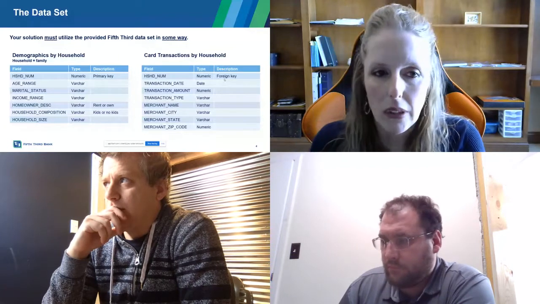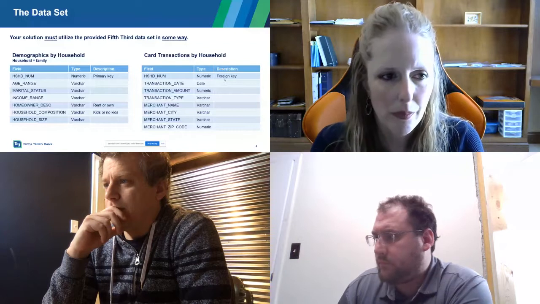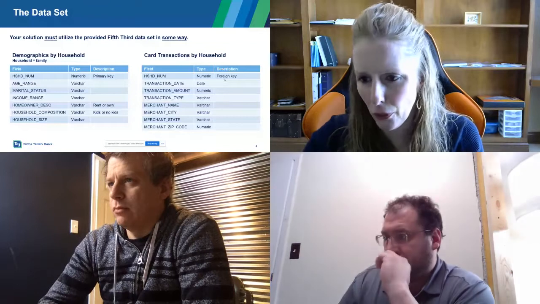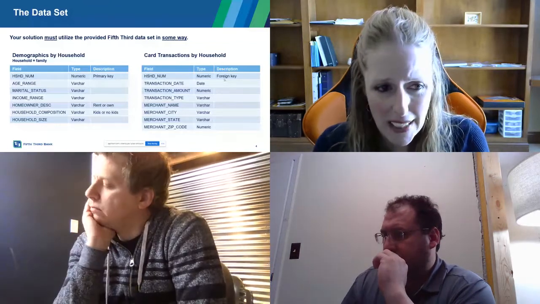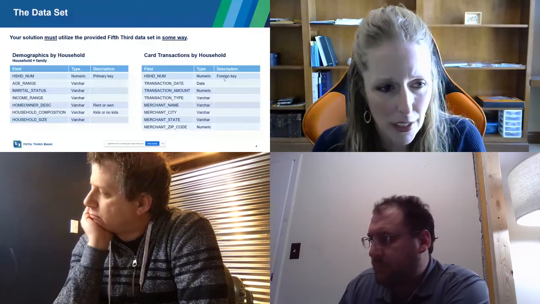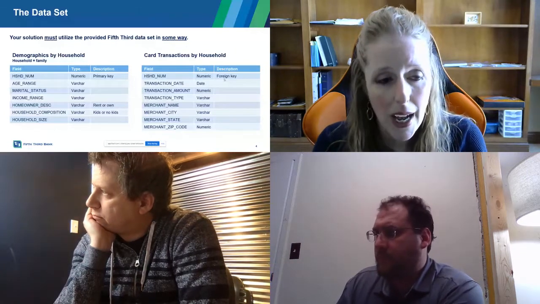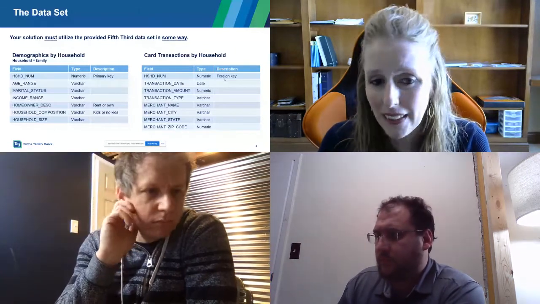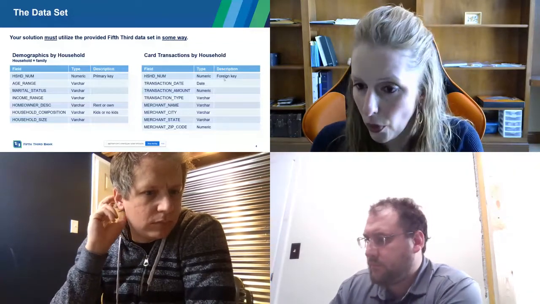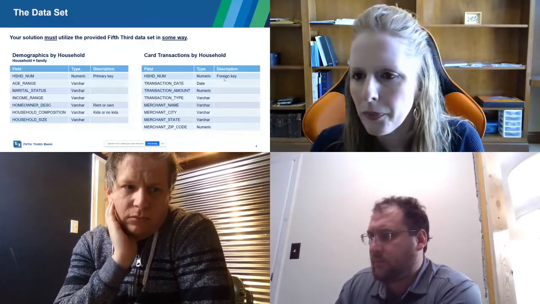So we have a household number, which is our primary key, unique identifier for the row. Age range, so 0 to 20, 20 to 40, etc. Marital status, single, married, unknown. Income range, again, gives us a couple ranges. Homeowner description, this is going to be rent or own. Household composition, basically, do you have kids in this household or not? And the household size, how many people are in this household? Again, I think it's 1, 2, 3, 4, and 5 plus.